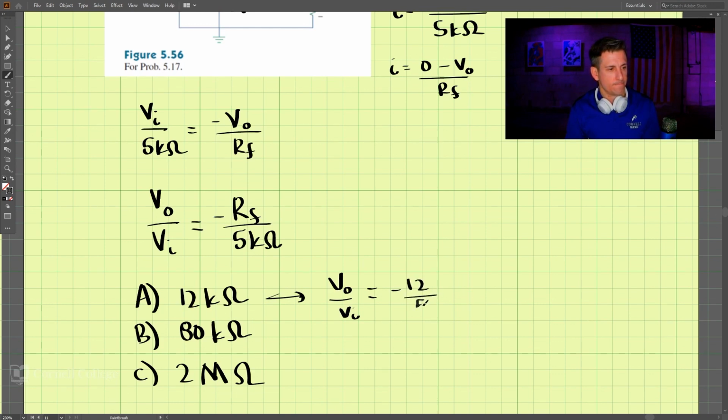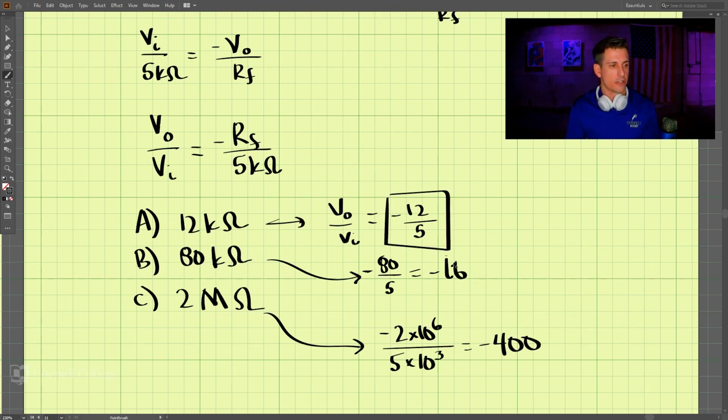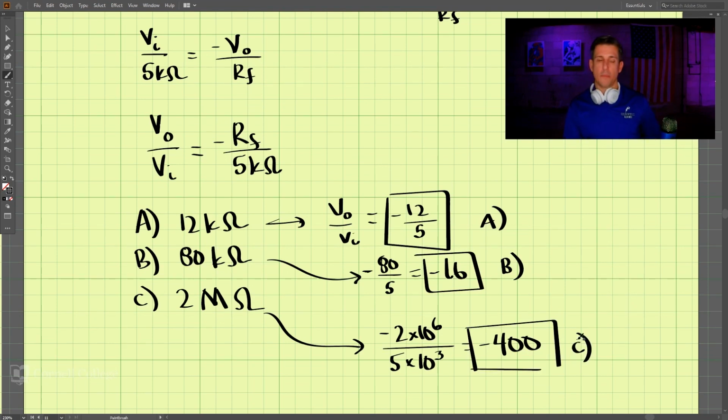12 over 5. For part B, that is 80 divided by 5, which is 16, negative 16. So we better put a negative there. And for part C, that is negative 2 times 10 to the 6th divided by 5 times 10 to the 3rd, and that is going to equal negative 400. So these are our solutions for part A, B, and C. And that is problem 517.